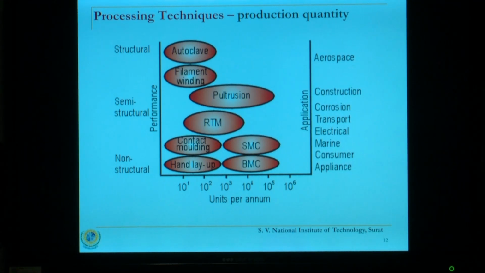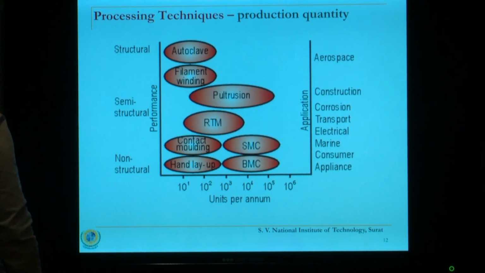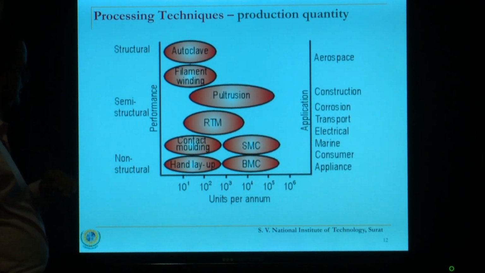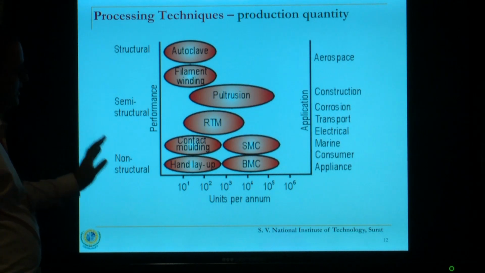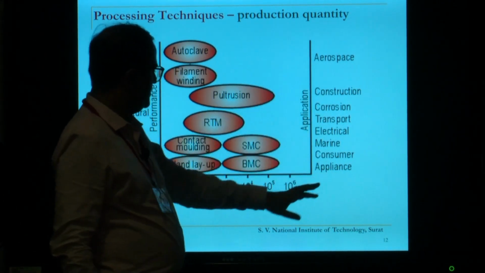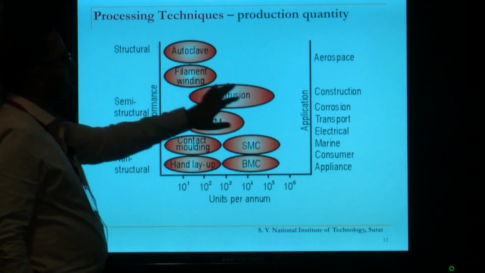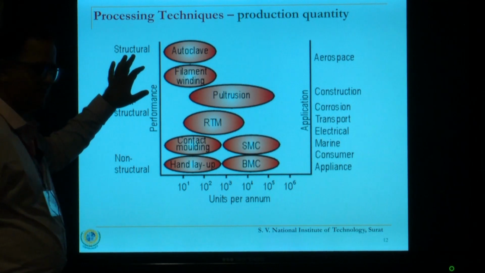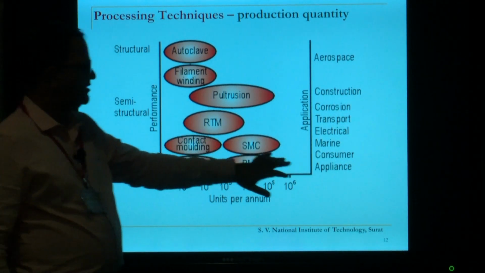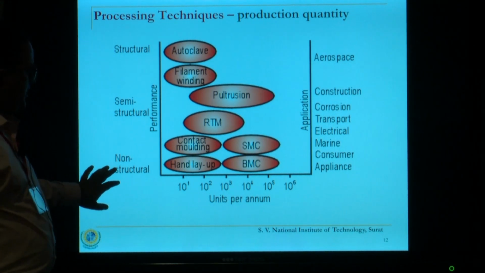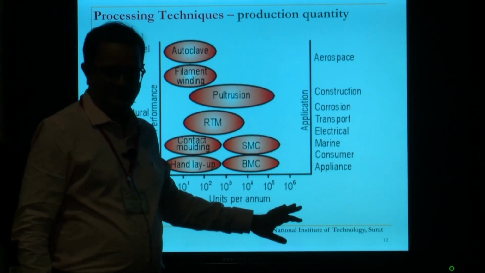So, when we consider this classification of structural performance, semi-structural or non-structural performance, and various applications, okay, these are different applications, aerospace. Now, when we talk about aerospace applications, you largely need those parts for structural applications, and when you take consumer appliances, they are more into non-structural applications. Now, how many units do we make?